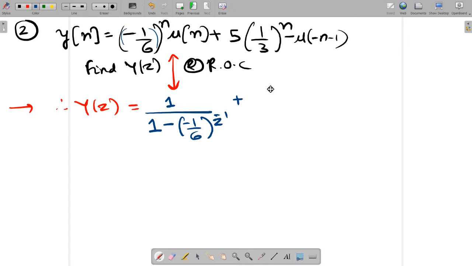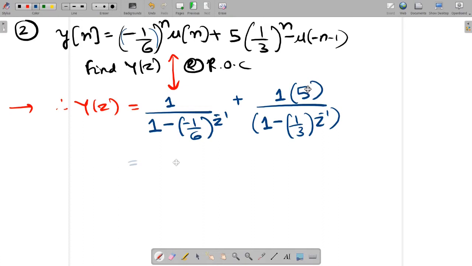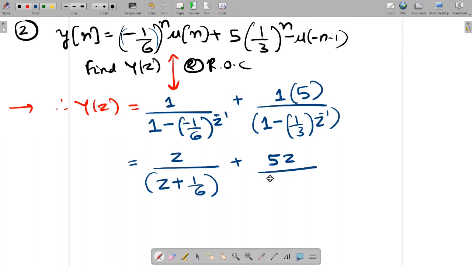Okay, so it is the second formula. So the answer is 1 upon 1 minus a z inverse, where a is 1 by 3. And don't forget this phi, so I will add the phi over here. So I can write this as z upon z plus 1 by 6, plus phi times z upon z minus 1 by 3.